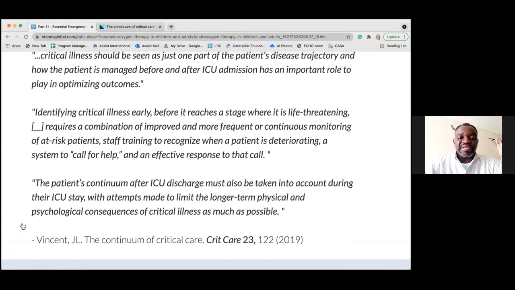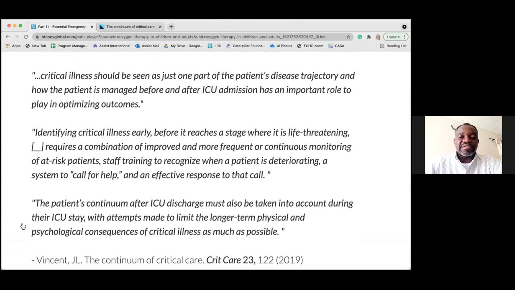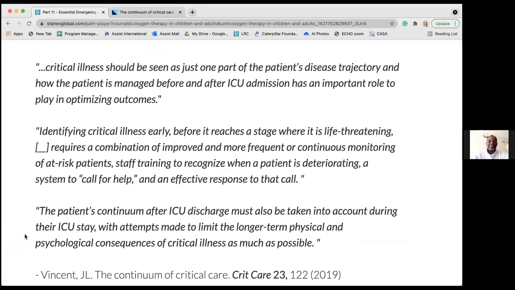So as we said earlier on, the patient continuum after ICU discharge must also be taken into account during their stay in the ICU, with attempts made to limit the longer-term physical and psychological consequences of critical illness as much as possible. So patients who are home also need continuum care.